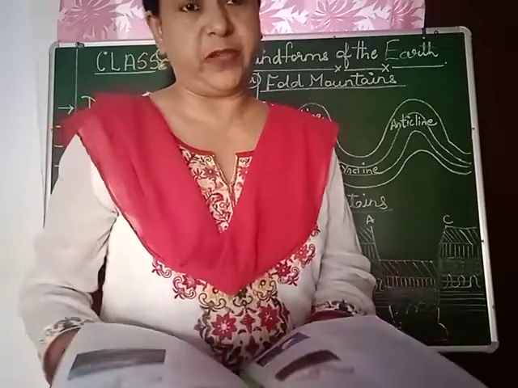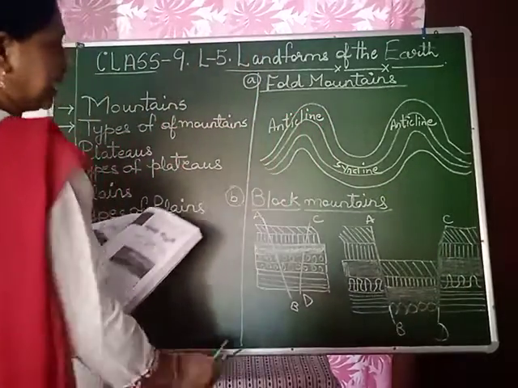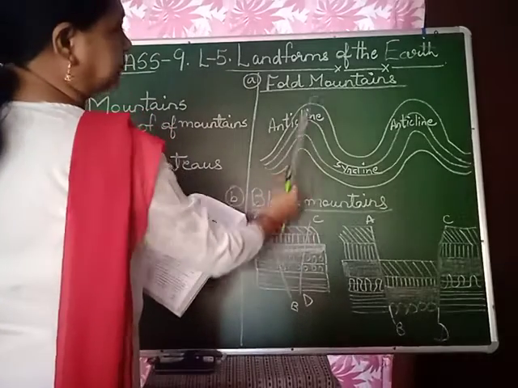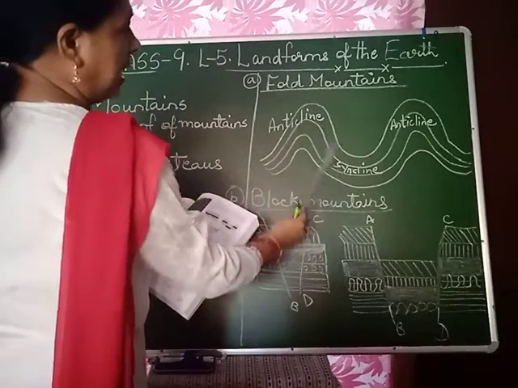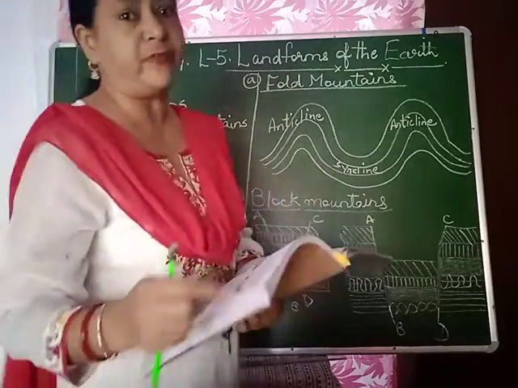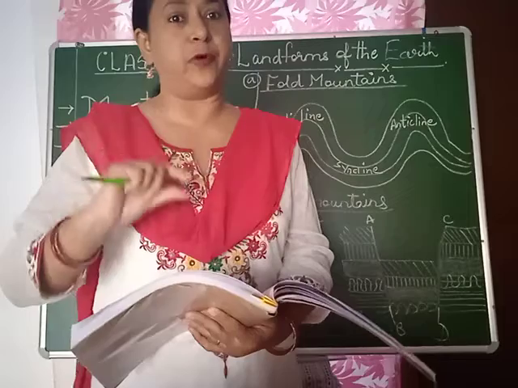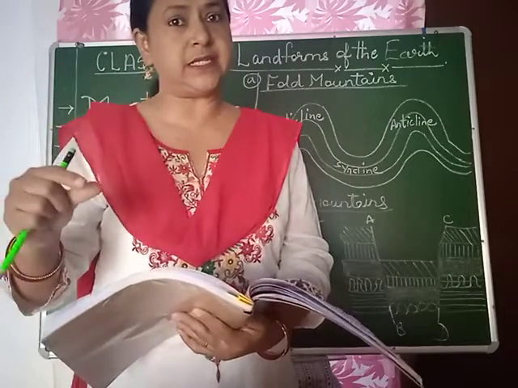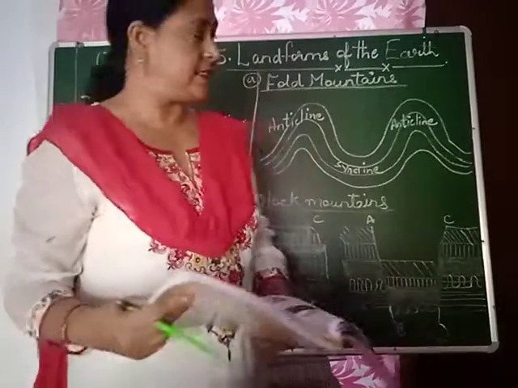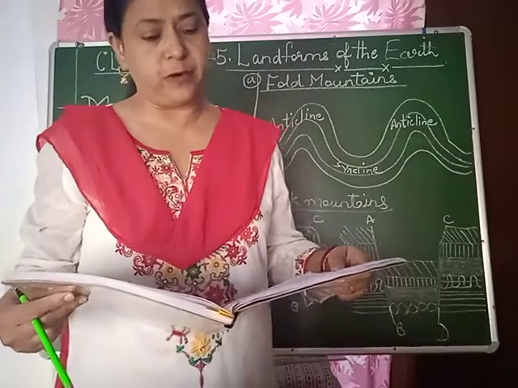Can you see the figure? Anticline and syncline. These are the fold mountains, children. The upper portion which is going upward is anticline and the downward is called syncline. These are called having folds in them. Children, you have made paper fans. You fold the paper, they have folds in it. Same way, we see folds here in these fold mountains. Each is having layers in it. These are called fold mountains.